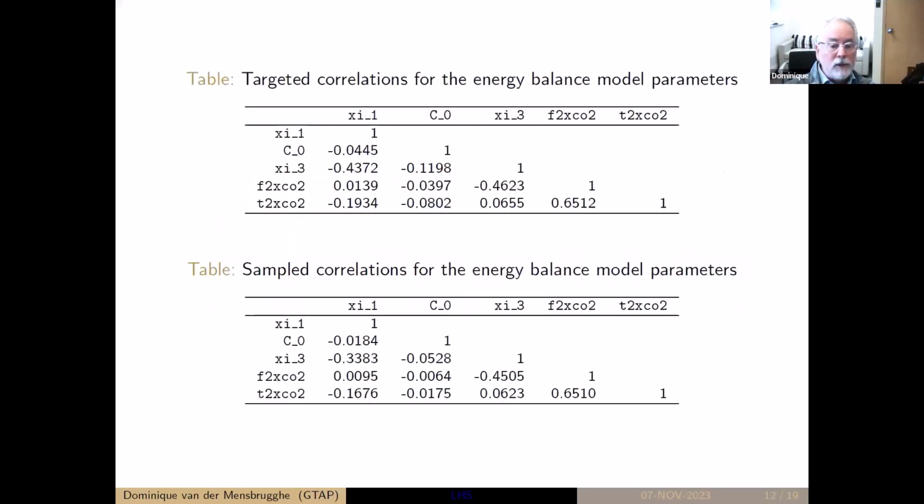We do impose, however, a correlation across the different parameters. The top table here are the correlations for these 5 parameters. These are the ones that have been statistically estimated from the large climate models. And then the second table is the correlations as derived from the sample itself. And you can see that there are some pretty significant deviations.